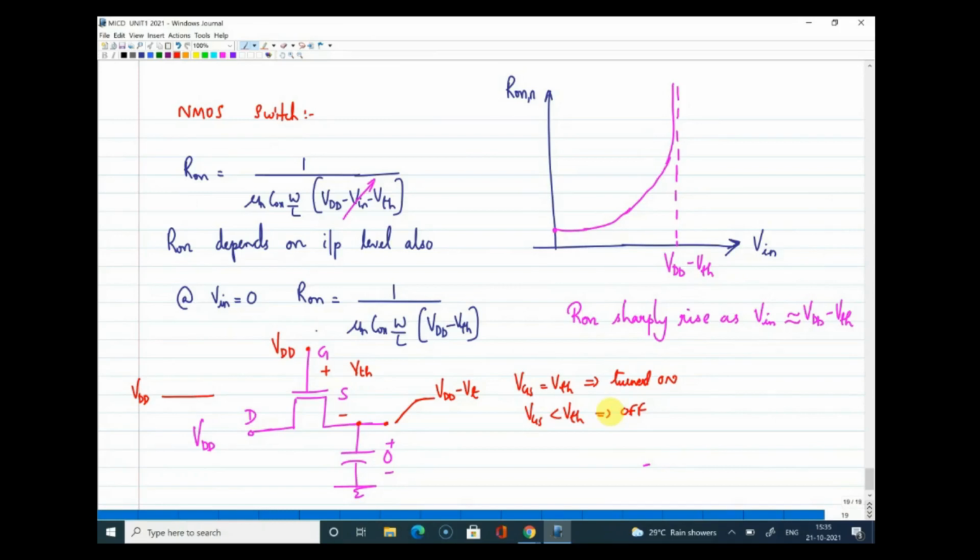Now you can make a similar observation with respect to a PMOS switch. We will see that. But before that, let me also tell you, if you know that the on resistance keeps increasing when you have an input voltage very close to VDD minus VT, it is not good to use the switch up to that input voltage. Why do you think it is not good to use a switch up to that level?